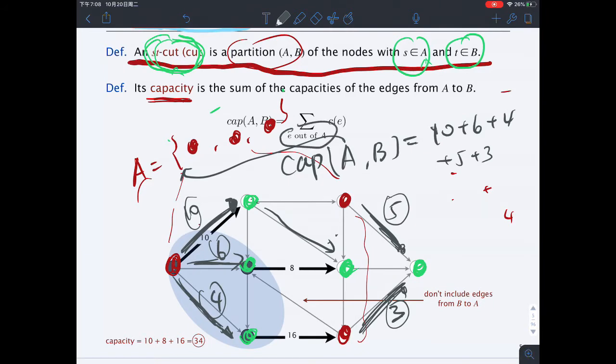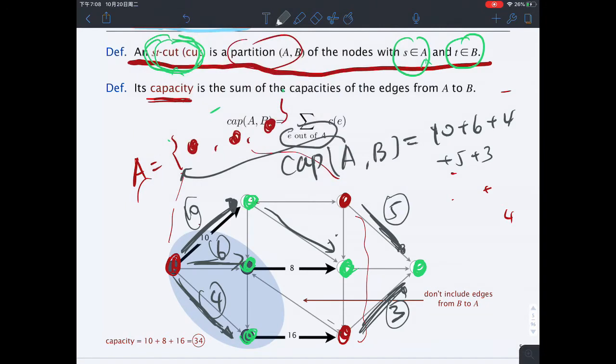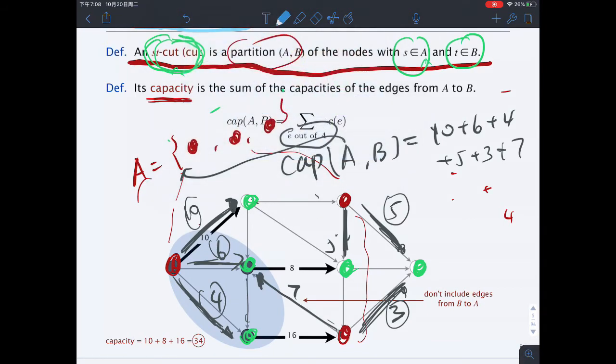If I look at other edges, say this edge, this is an edge connecting from B to B. That's not the E out of A, this is not our definition. And actually, we sort of make the mistake. There's also one very subtle edge moving from here, moving back. Let's say this edge capacity is 7, then we need to add 7. So you really need to be very careful in examining every single edge, because we make quite a number of mistakes.